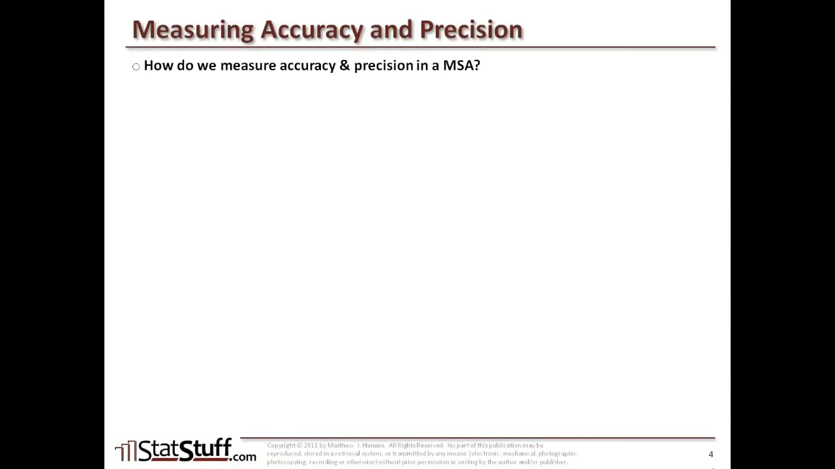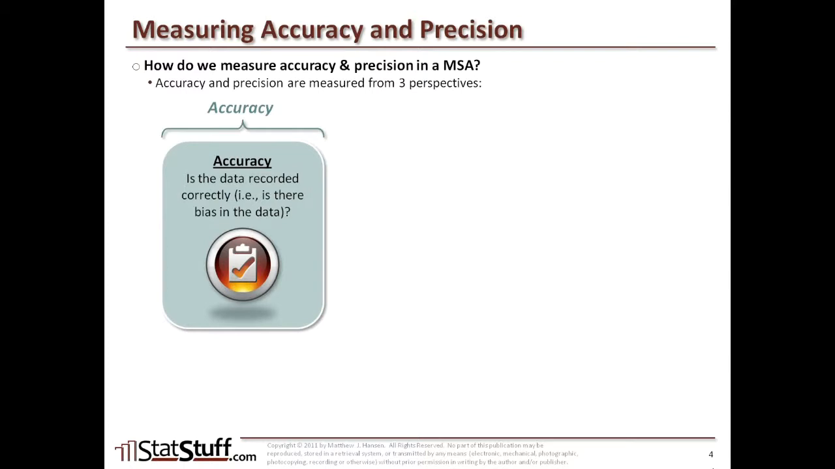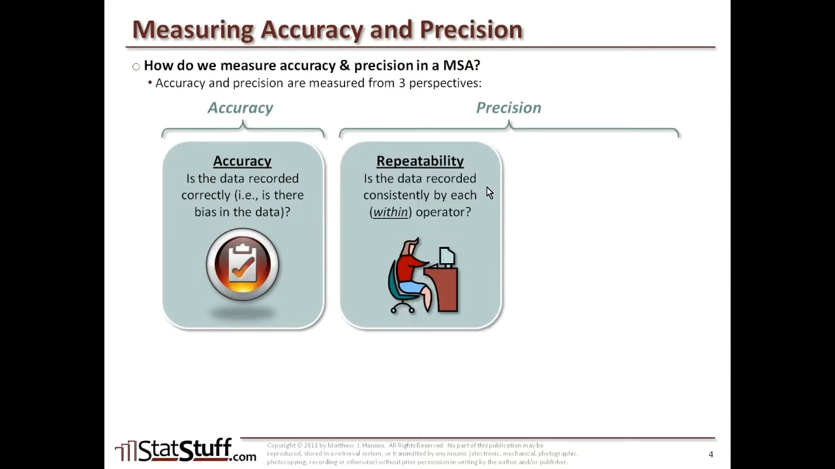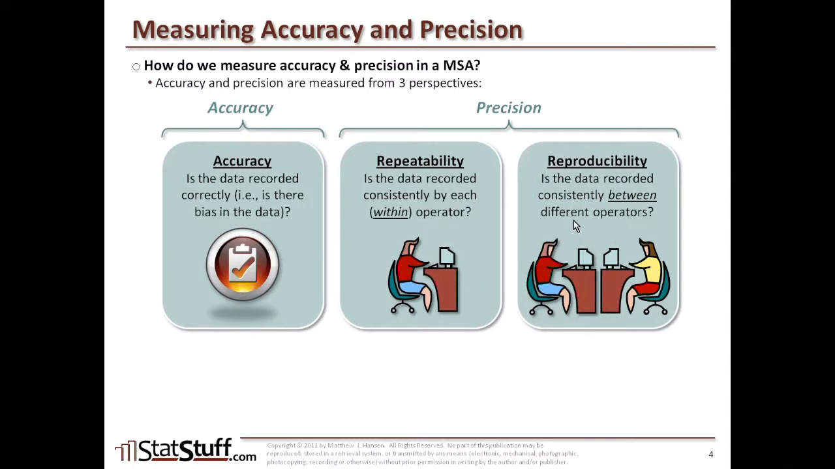When we talk about measuring accuracy and precision in an MSA, what we're really referring to is looking at the accuracy and precision from three different perspectives. First of all, from an accuracy perspective, it's pretty straightforward to say that we're looking at the accuracy of the data. Is the data recorded correctly, or is there any bias within the data? But from a precision perspective, we're actually going to explore that from two different perspectives. First of all, repeatability. Is the data recorded consistently by each operator, or within the performance of each operator? Versus reproducibility, which is whether the data is recorded consistently between different operators. So one is looking at the performance within the operator, the other one is looking at the performance between two or more operators.